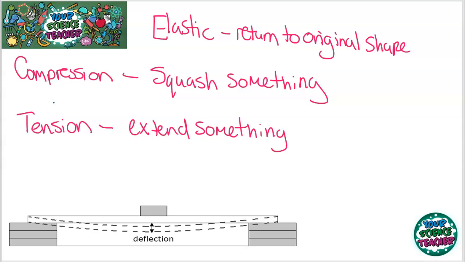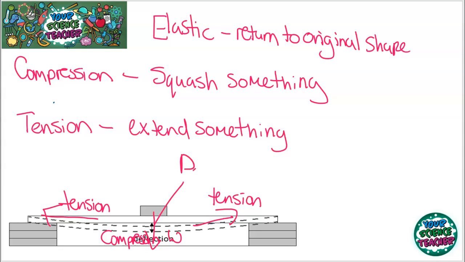Now this block, or this mass that's been placed on this wooden block, will have the force of its weight acting on it. And the force of the weight acting on it will cause a compression. So you've got compressions happening here going downwards. And because of the compressions, it also causes tension as I'm extending it due to the compression. And that's what's causing this deflection.